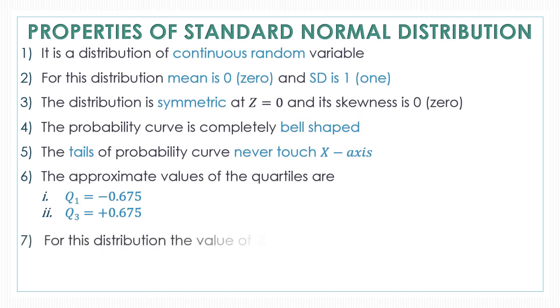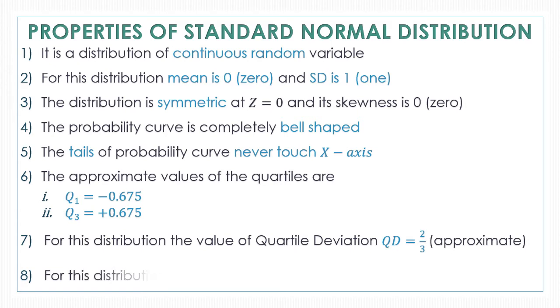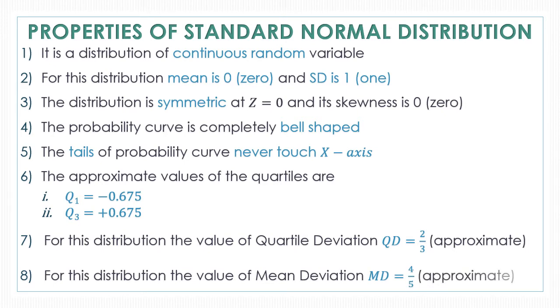Seventh, for this distribution the value of quartile deviation is QD 2 upon 3 into sigma. Sigma is just 1, so we are not doing anything into sigma. Into 1 means the same value, so we are just removing the sigma here. So for standard normal distribution, QD is 2 upon 3 and similarly MD is 4 upon 5. So again you have to remember the properties numbered 6, 7 and 8.